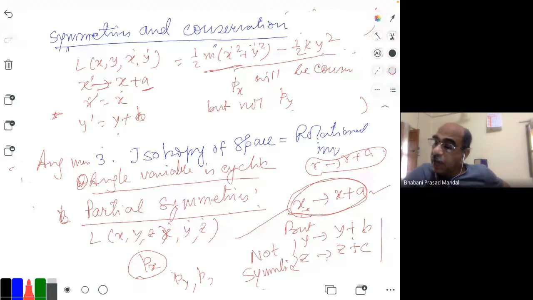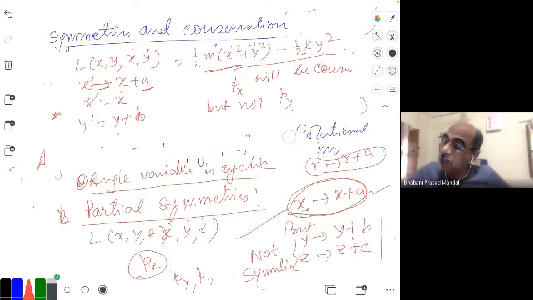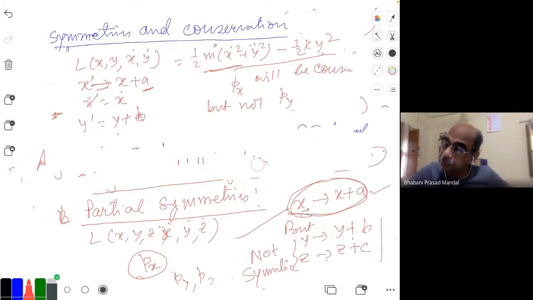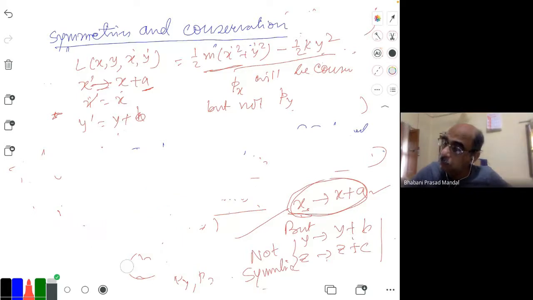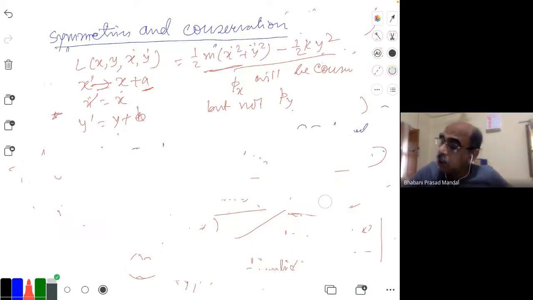Similarly, in the case of angular momentum, let me give you an example. Time has only one component, so there is no question of partial symmetry for time. Homogeneity of time, there is no possibility that it will be partial symmetry. Now, for angular momentum, partial symmetry in angular momentum, I'll tell you with an example.